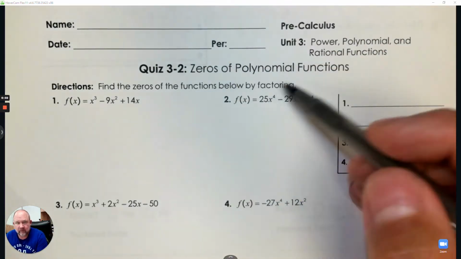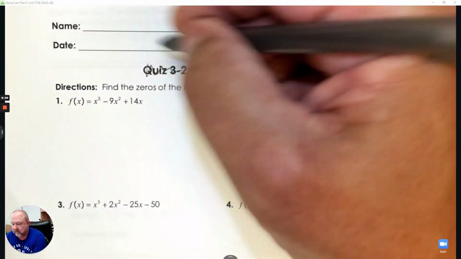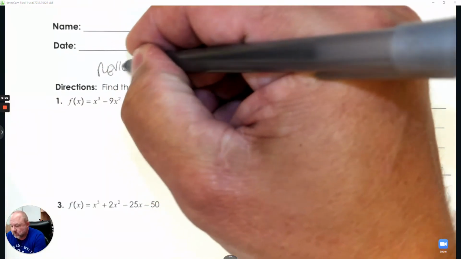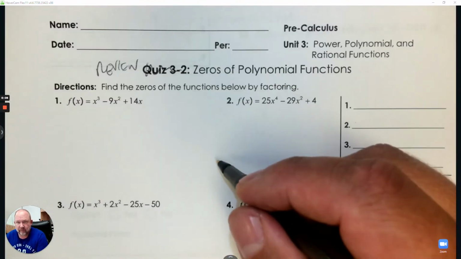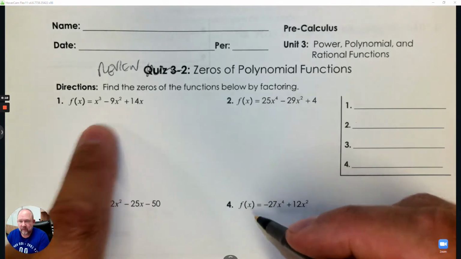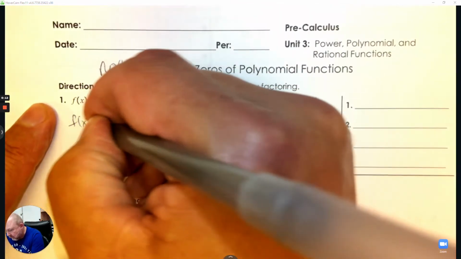Here are the solutions. This is really not a quiz, but a review of what we've done so far with polynomials. So can you factor and tell me the zeros? We'll do it together. Hopefully you've tried it first.